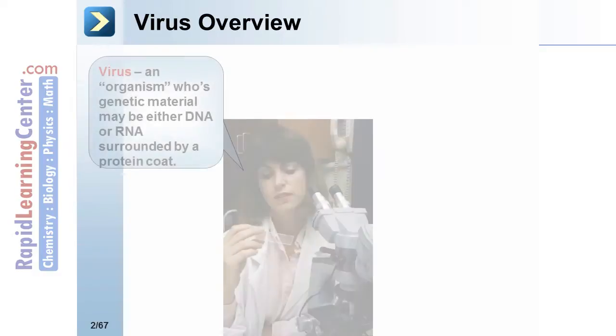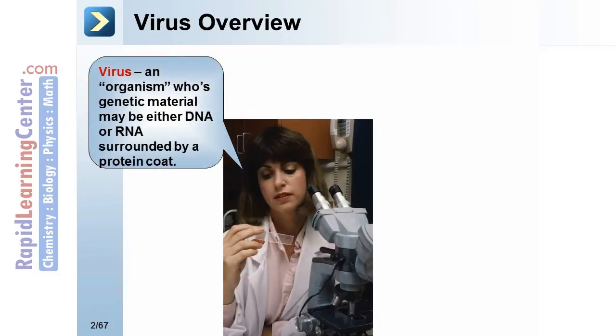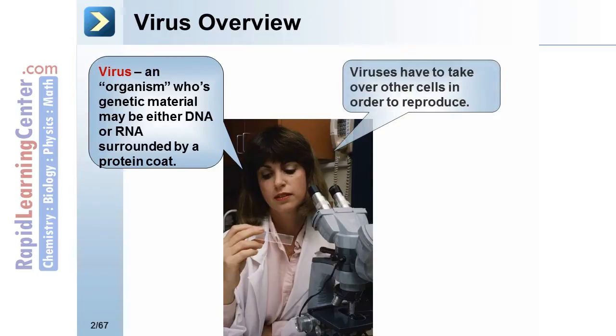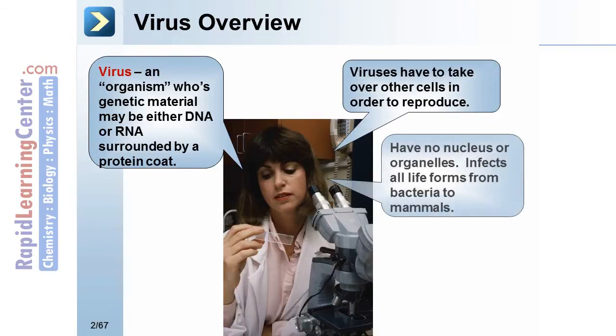Virus overview. Virus: an organism whose genetic material may be either DNA or RNA surrounded by a protein coat. Viruses have to take over other cells in order to reproduce. They have no organelles or nucleus, and infect all life forms from bacteria to mammals.